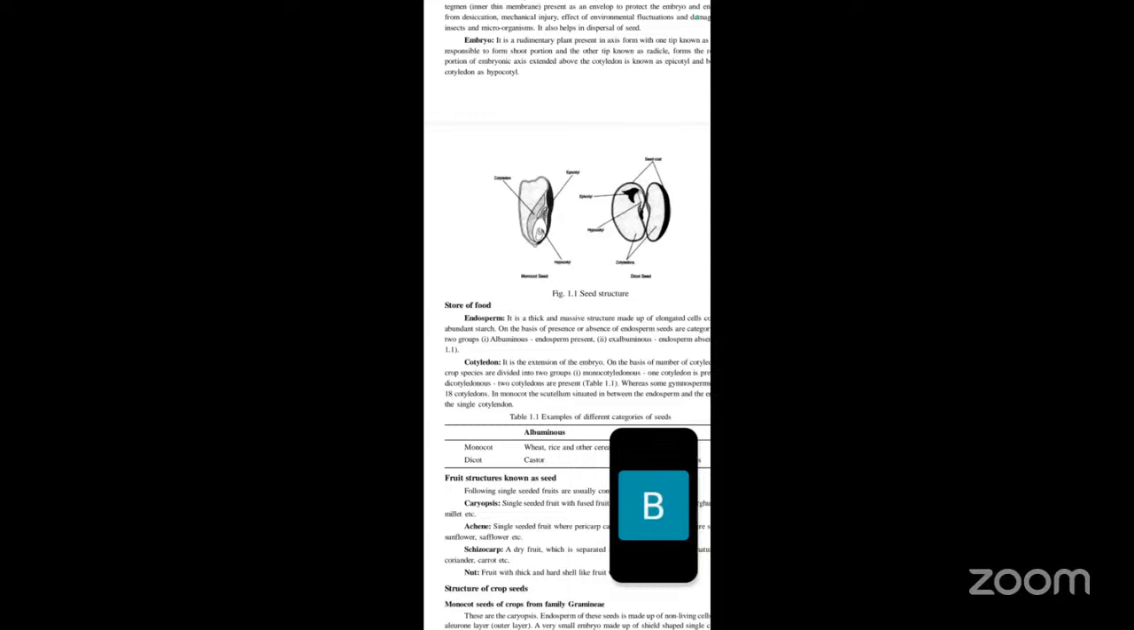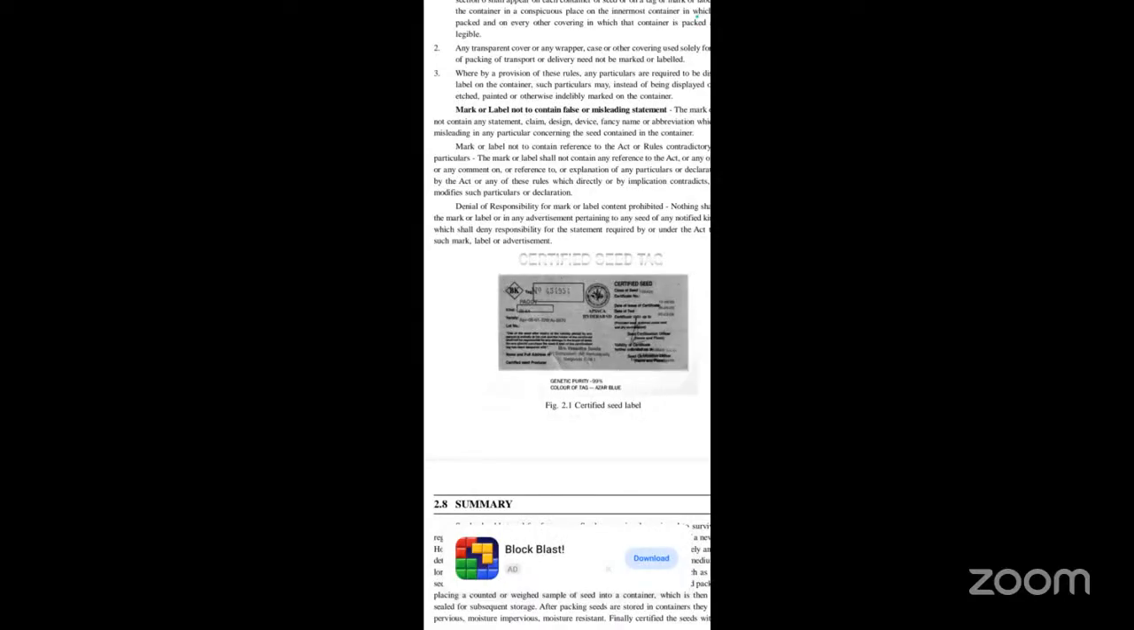This is the certified seed labeling. And this is the labeling, certified seed tag labeling.